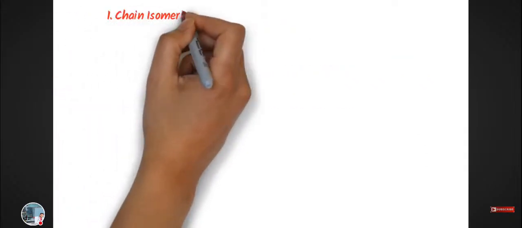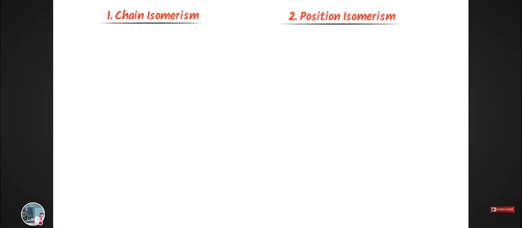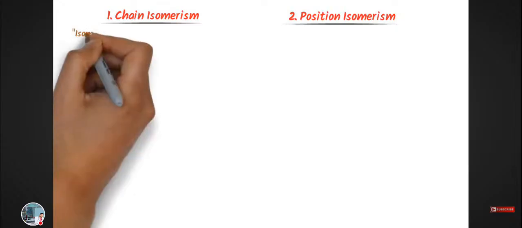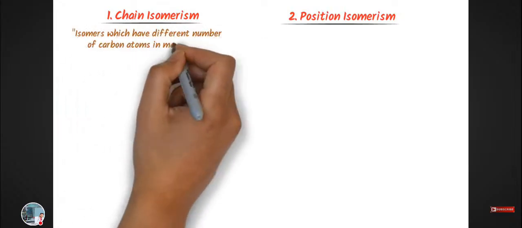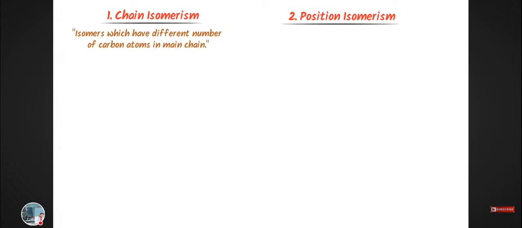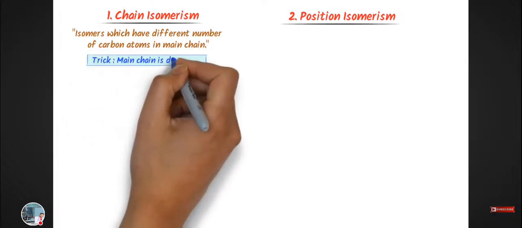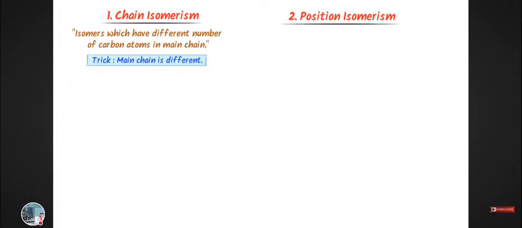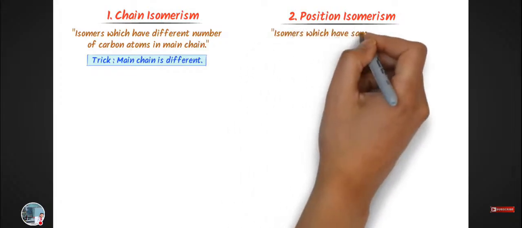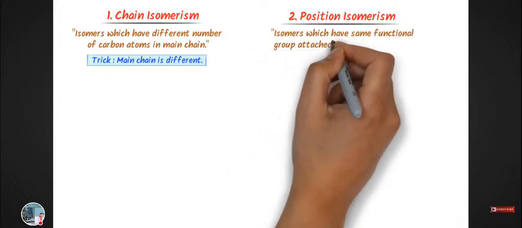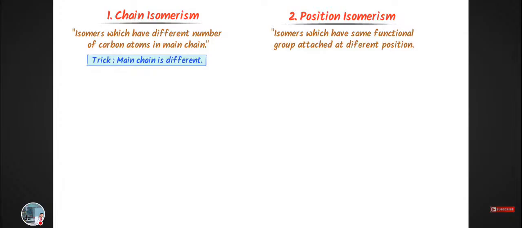Now we will learn chain isomerism and position isomerism. Well, those isomers which have a different number of carbons in the main chain are called chain isomers. The easy trick is the main chain or the parent chain of carbon must be different, while those isomers which have the same functional group attached at different positions are called position isomers. The easy trick is functional group at different position means position isomers.